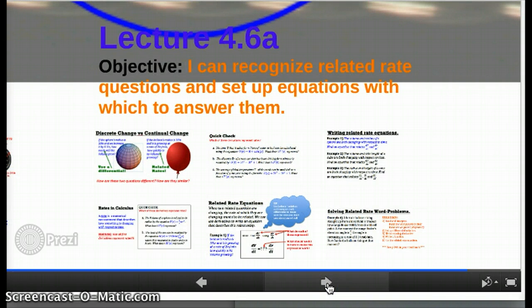Today's video is going to be about recognizing what related rate problems look like and how to set them up. And then we'll continue in the next couple of days really working on solving them in the nitty-gritty details.